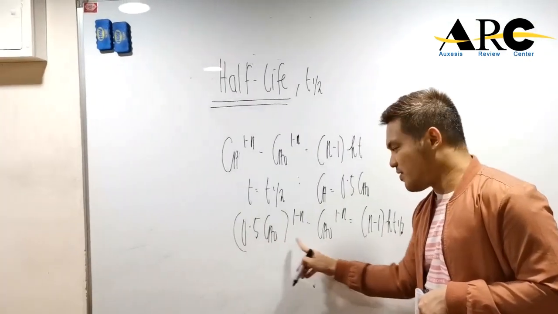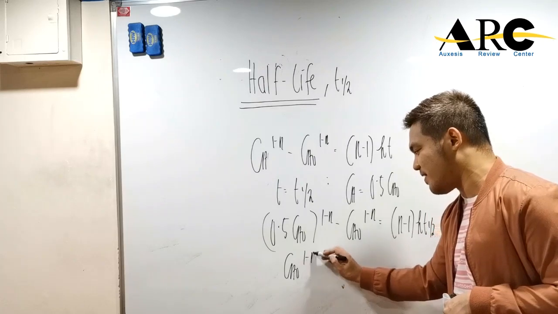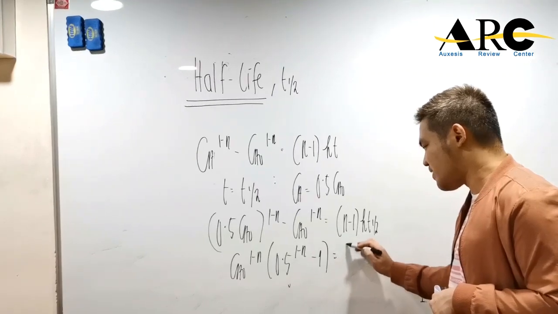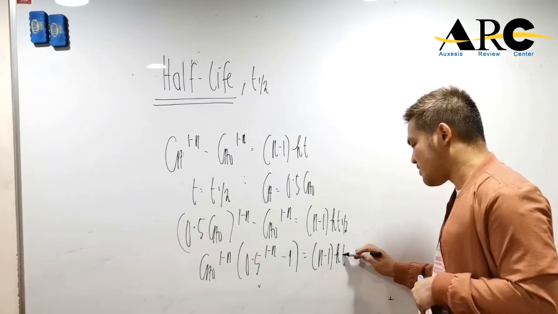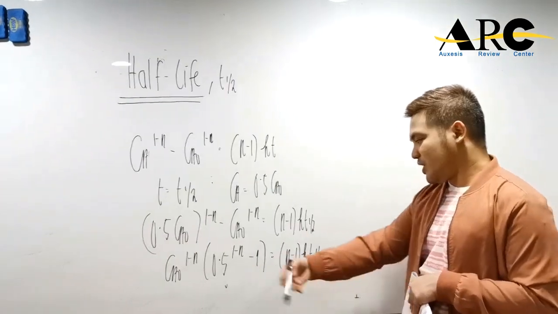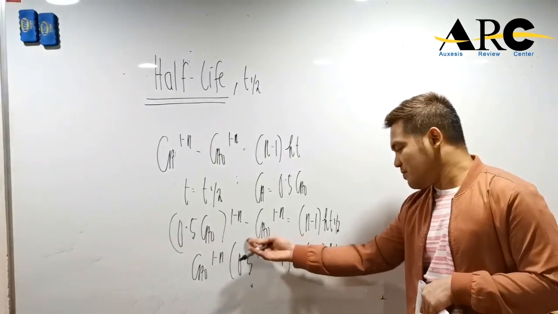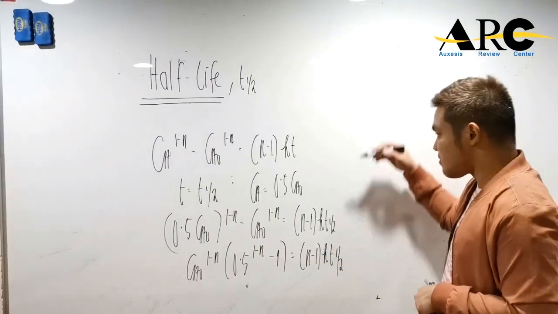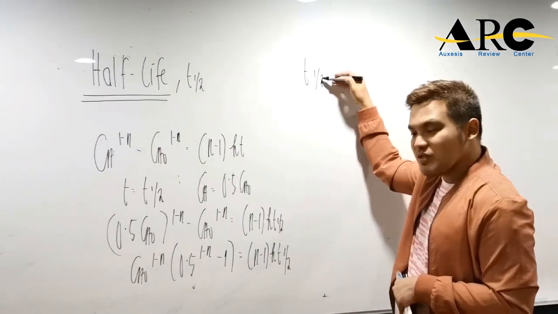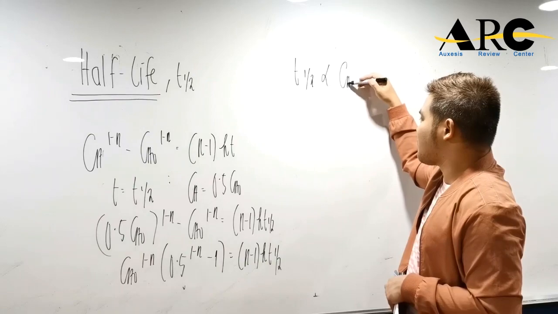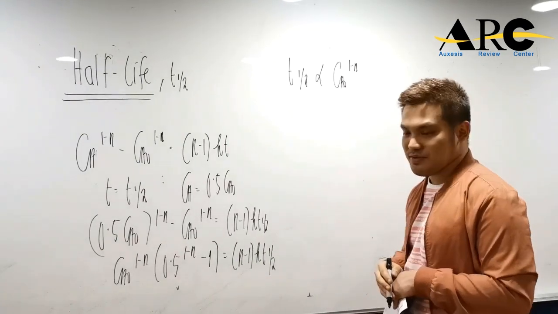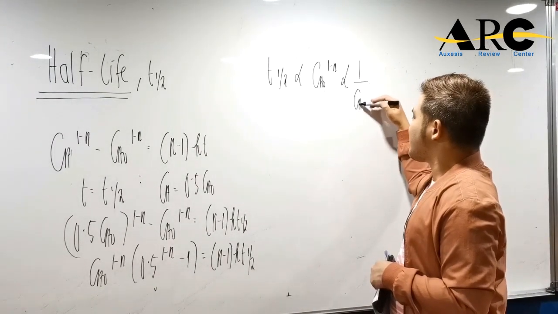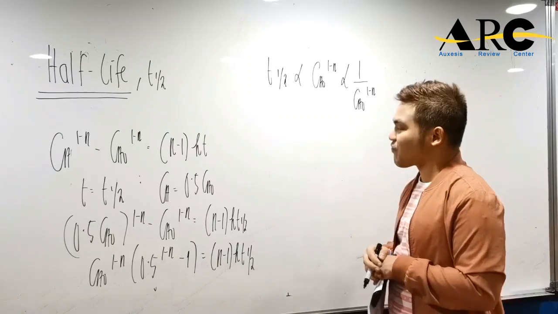So we factor out the common factor, CA0 raised to 1 minus n, times 0.5 raised to 1 minus n minus 1, which is equal to n minus 1 times k times half-life. We can see that this term, n minus 1 times k, is constant. Meaning, half-life is only proportional to CA0 raised to 1 minus n. So it is inversely proportional to CA0 raised to 1 minus n.